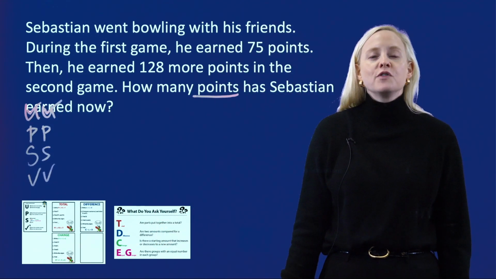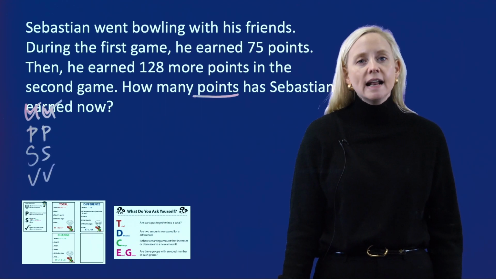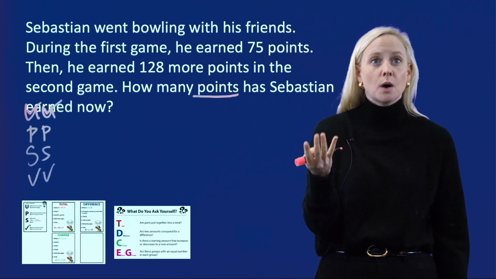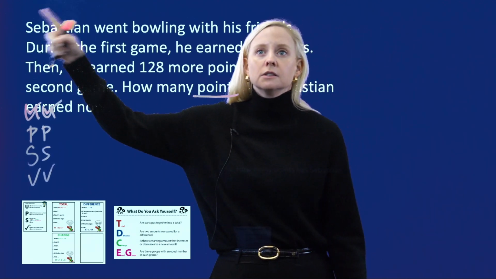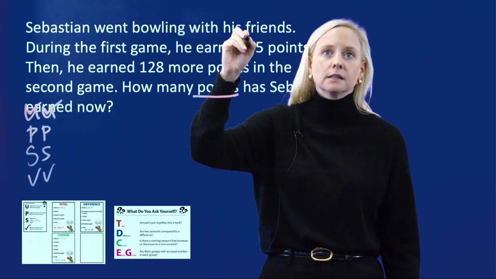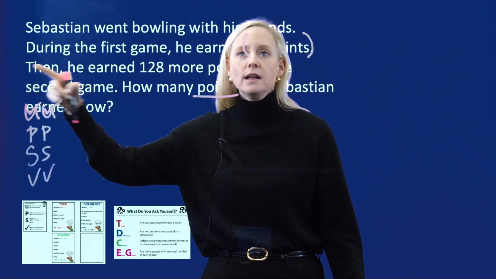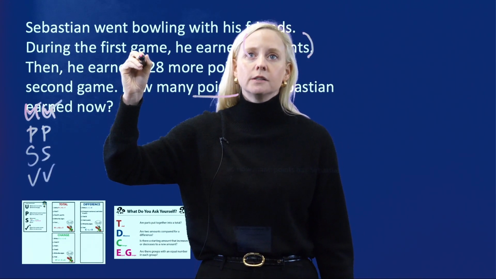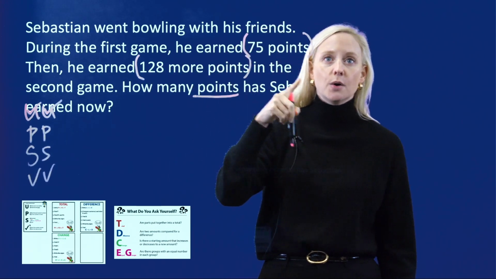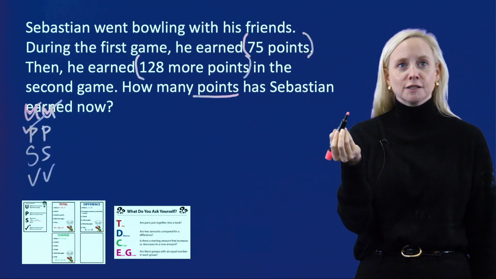Now I can move to my first P, which stands for put parentheses around needed numbers. So what I need to do is scan all my numbers and make sure they're related to our label, which is points. My first number is 75, well that's about points. So I know I need that, so I'm gonna put parentheses around 75 points. My next number is 128, it says 128 more points. So I know I need that. I'm gonna put parentheses around that. I've completed my first P.